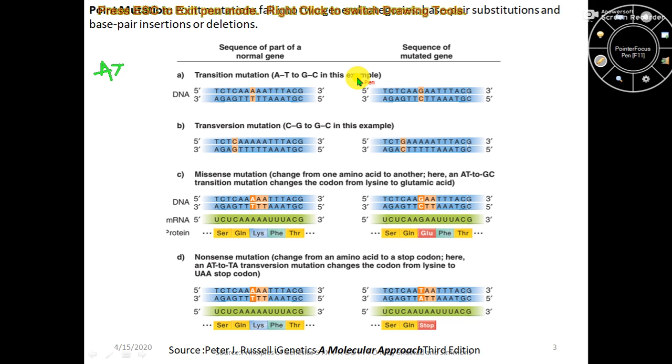Another type of mutation is transversion mutation. You see in this picture that C changes into G and G into C, that is pyrimidine changes into purine and purine changes into pyrimidine. This is called transversion.